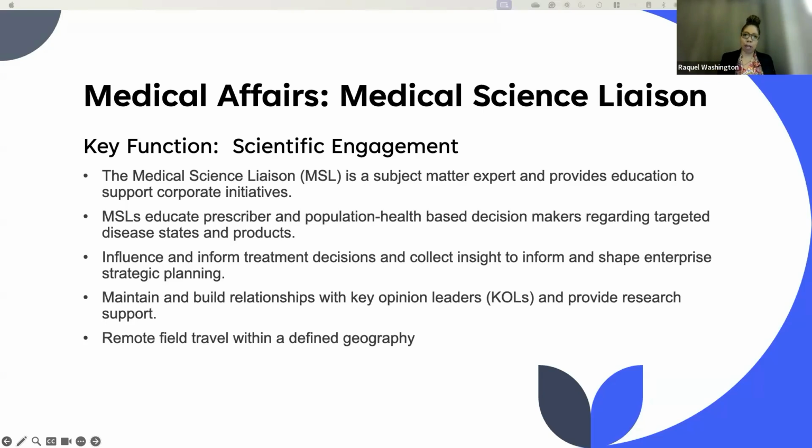What the company is really looking for is to use those insights to inform and shape strategy. What direction does the company go? What education is needed? Networking and insight are the currency of the MSL role. Then what you want to do is maintain relationships. I think Jill talked about research support, and it's a remote role. Some companies now are hiring virtual MSLs, so that's a little different, but for the majority, you're trying to see people in person, or virtually, in a defined geography.